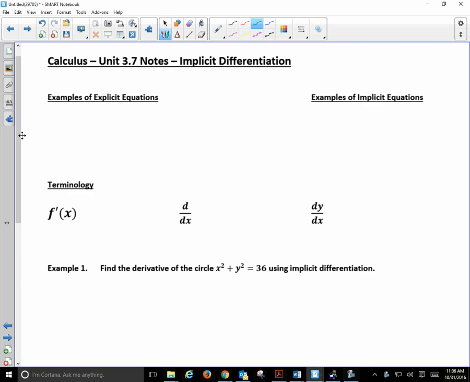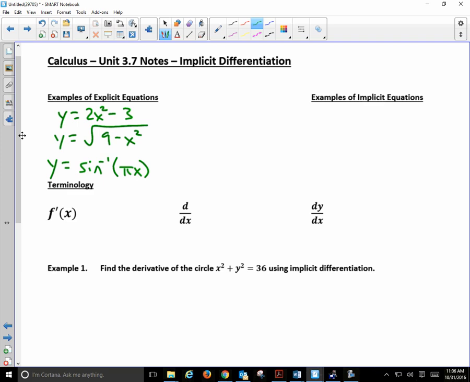Today we're going to talk about explicit and implicit equations. Here's an example of an explicit equation: y equals 2x squared minus 3. Or y is equal to the square root of 9 minus x squared. Or y is equal to sine inverse of pi x. These are explicit equations because they are explicitly solved for y. They all say y equals.